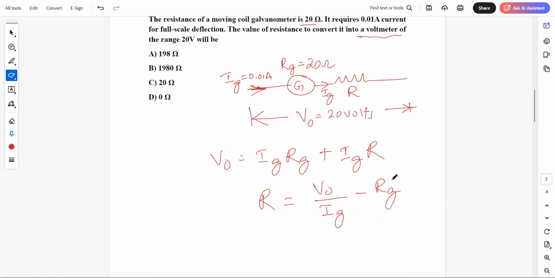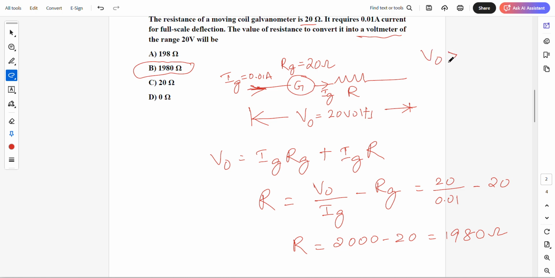Now how much is V naught? V naught is given as 20, divided by IG, which is 0.01, minus RG. Resistance is given as 20. Now I can calculate this: 20 and 20, I will remove these two zeros, minus 20, that is equal to 1980 ohm. A very high resistance is connected in series with the galvanometer.